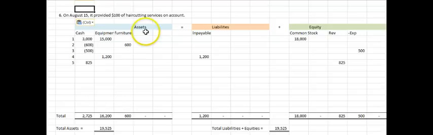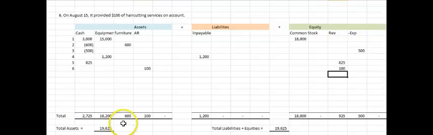So let's go ahead and put that down. So this would be AR. I'm going to abbreviate it as AR for accounts receivable. So transaction 6 says our accounts receivable, did it increase or decrease? We had nothing. Now we have $100 waiting to be received, so it increased by 100. What about revenue? We had 825. We just earned another 100, so our revenue also increased by 100, keeping the accounting equation in balance.